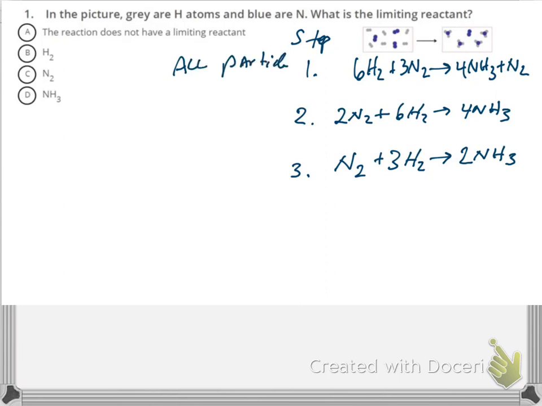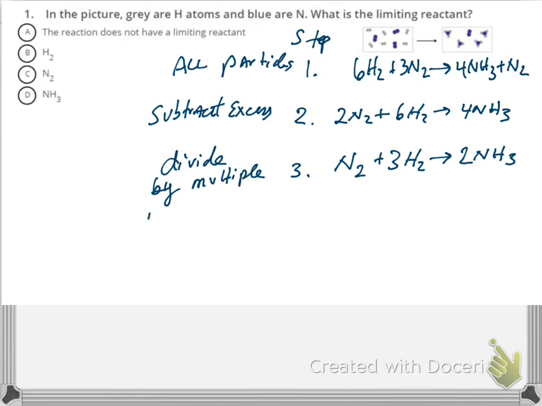And so we show that here. So we account for all the particles, we subtract the excess from both sides, and then we divide by the multiple. And that gives us our balanced reaction.